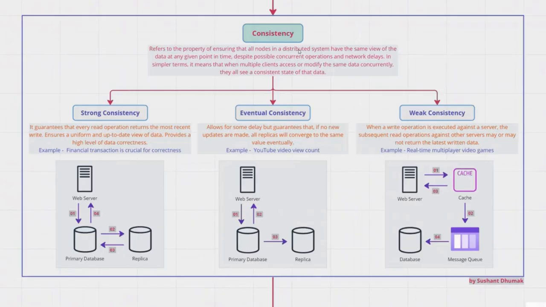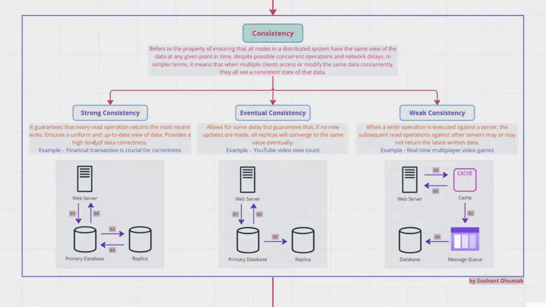Okay, and that is important, depending on the system. So let's look at the types, then we'll have clear information about it. The first type is strong consistency. What is the meaning of strong? That we'll understand here. It guarantees that every read operation returns the most recent write. That means what I've written will be immediately responded back. Okay.